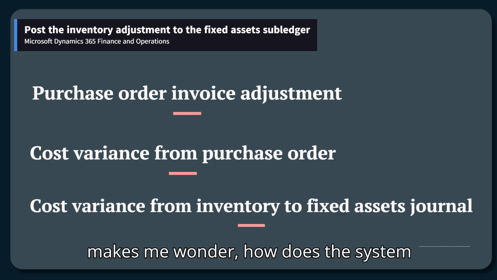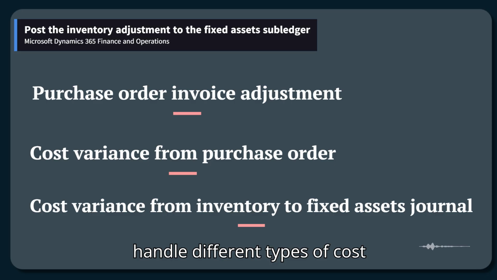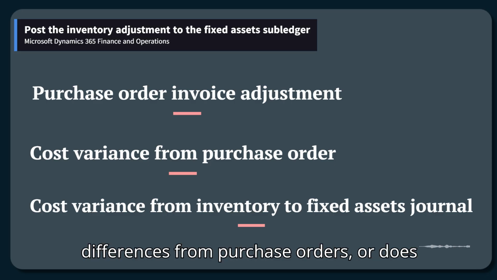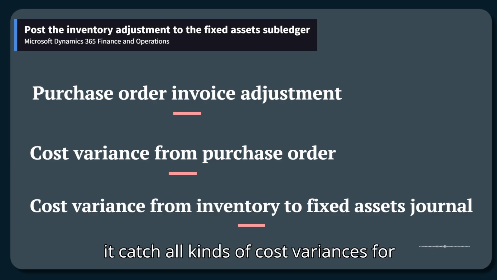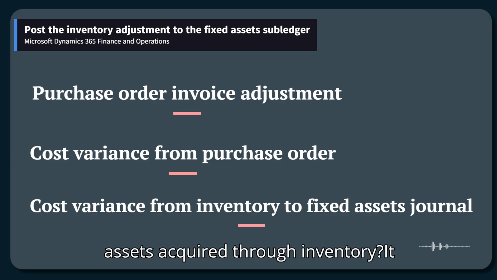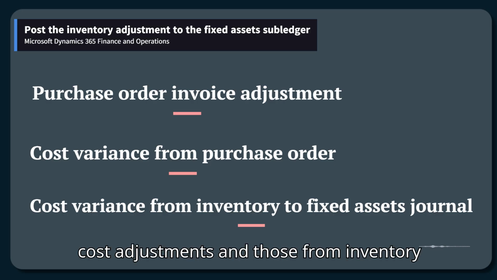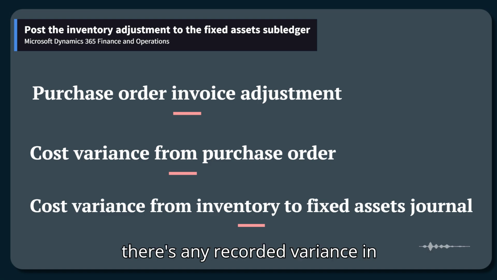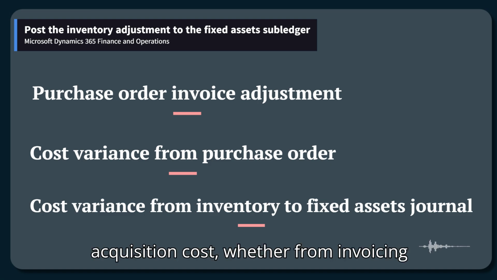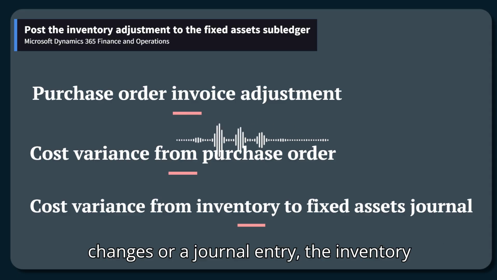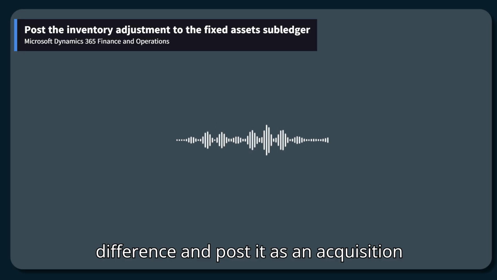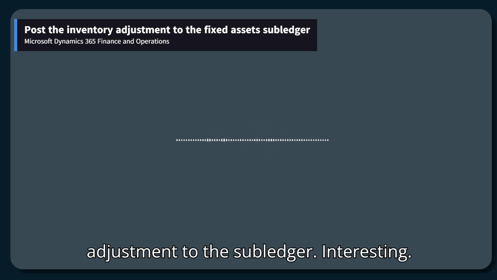That makes me wonder, how does the system handle different types of cost adjustments? Like, does it only post differences from purchase orders, or does it catch all kinds of cost variances for assets acquired through inventory? It actually captures both purchase order cost adjustments and those from inventory to fixed assets journals. So, whenever there's any recorded variance in acquisition cost, whether from invoicing changes or a journal entry, the inventory closing recalculation will detect the difference and post it as an acquisition adjustment to the subledger.